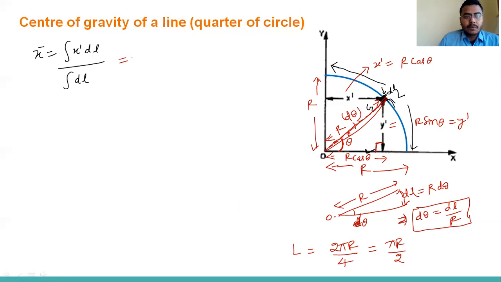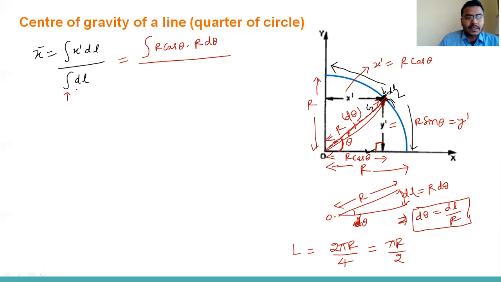Now we can use this formula. First we will calculate x bar, then we will calculate y bar. What x dash do we have? Just put in the single variation theta. So x dash we have r cos theta into delta L. What is delta L? dl, that is r d theta. So into r d theta, divided by L.